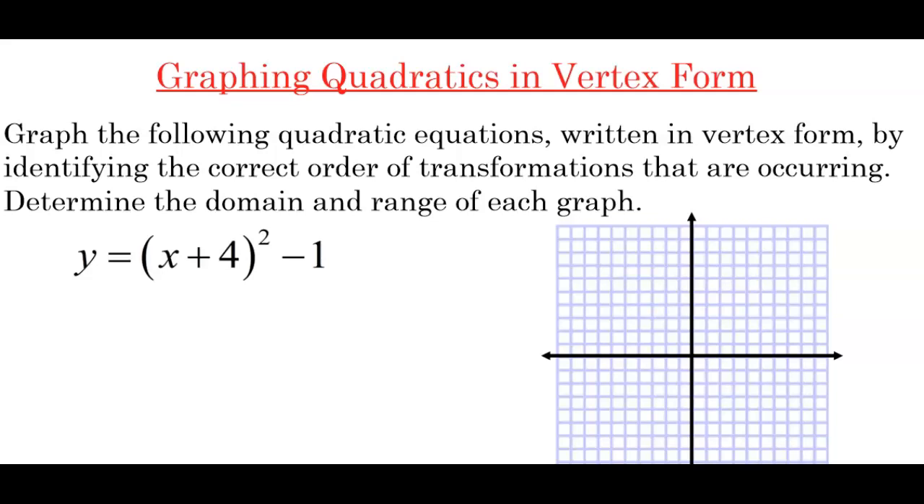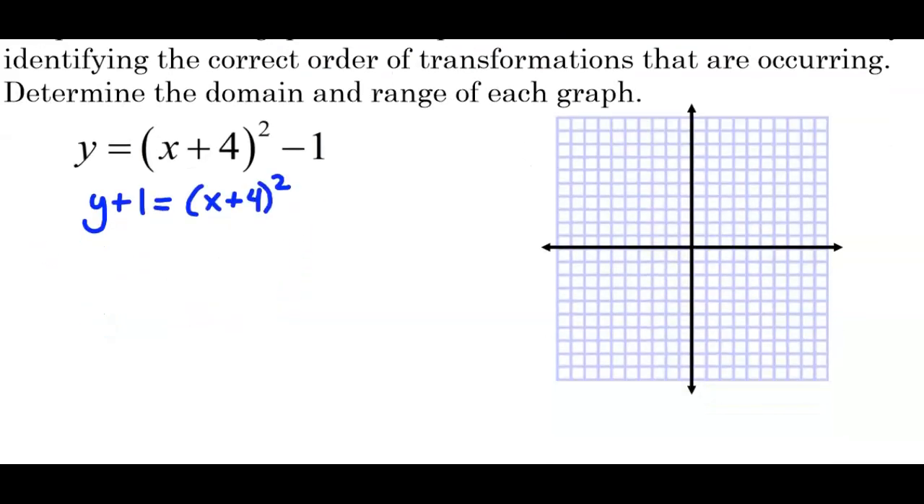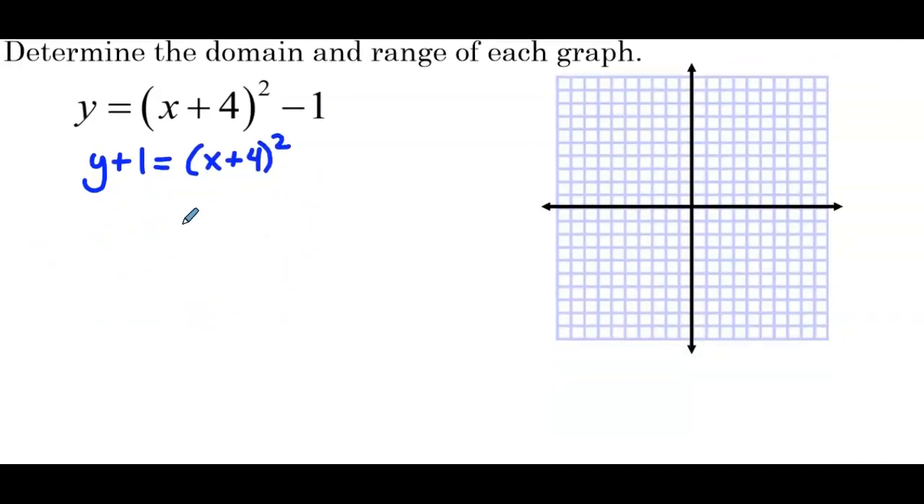Determine the domain and range of each graph. In this case they've already written the function in vertex form, so we don't have to use completing the square, but we do have to bring back our transformations. If we look at our first function, y equals the quantity x plus 4 squared minus 1, the first thing I would do is add 1 to both sides. So y plus 1 equals the quantity x plus 4 squared. Treating this as a transformation, we have a translation of (-4, -1).